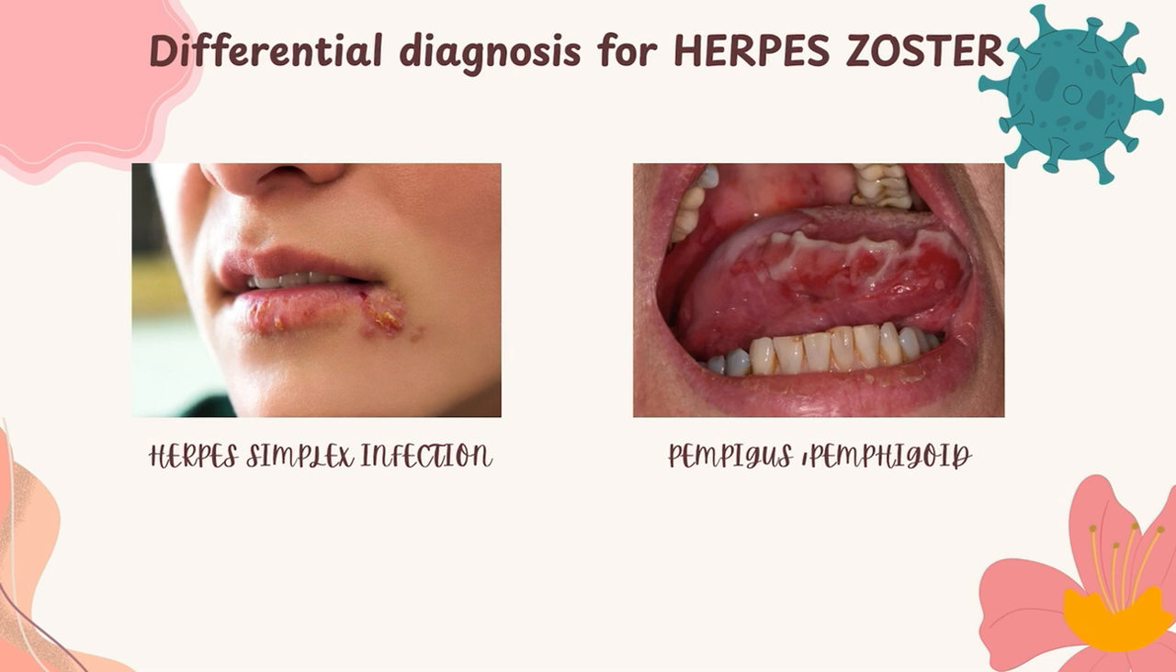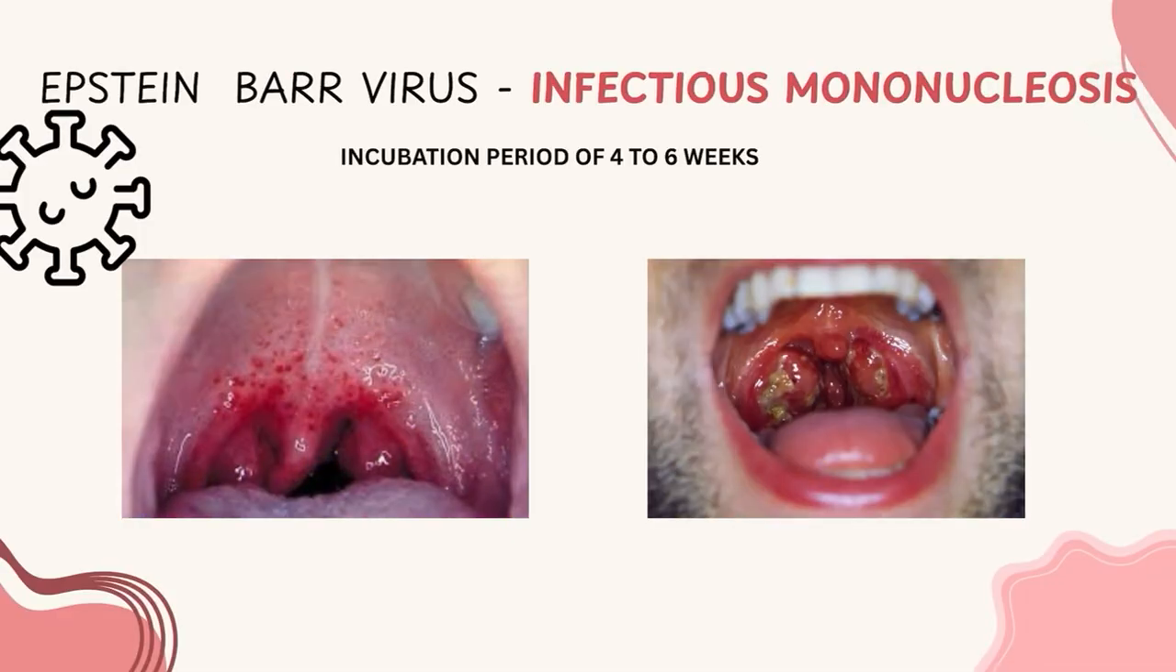Epstein-Barr virus. Infectious mononucleosis. It's caused by contact, typically with salivary secretions. Besides Epstein-Barr virus, other causes of infectious mononucleosis include cytomegalovirus and toxoplasma. Clinical features: fever, sore throat, fatigue, and tender lymph nodes are classical findings in infected individuals. Incubation period is 3 to 6 weeks.